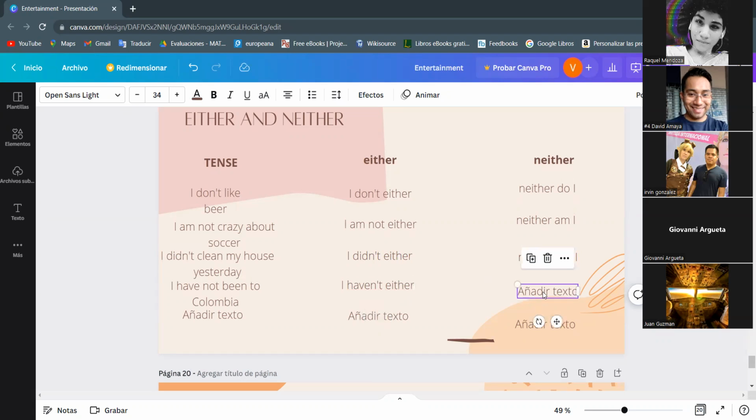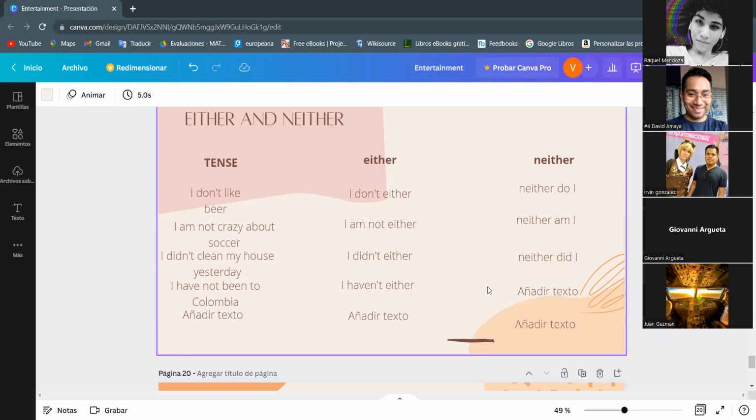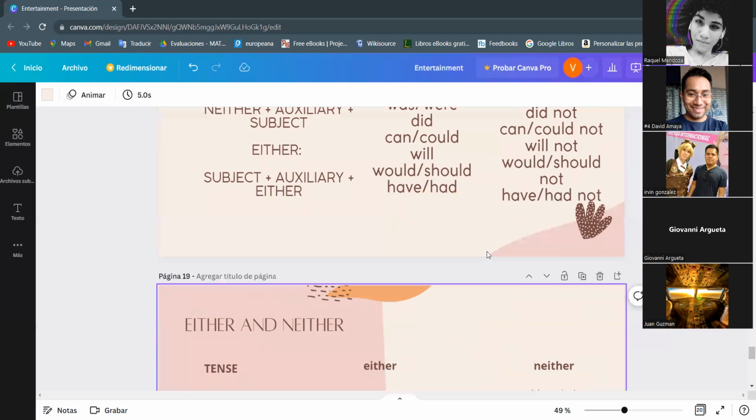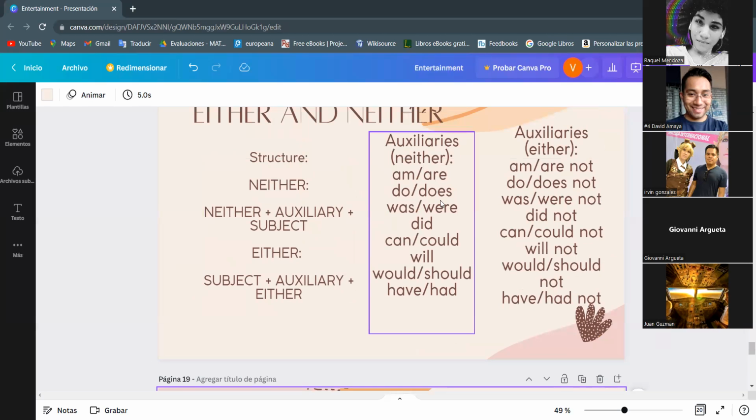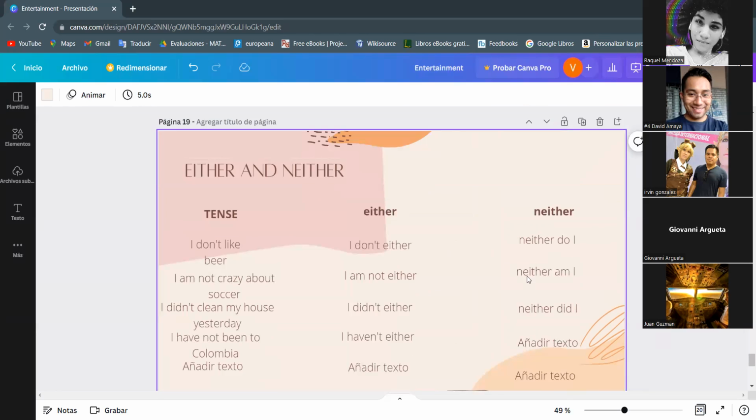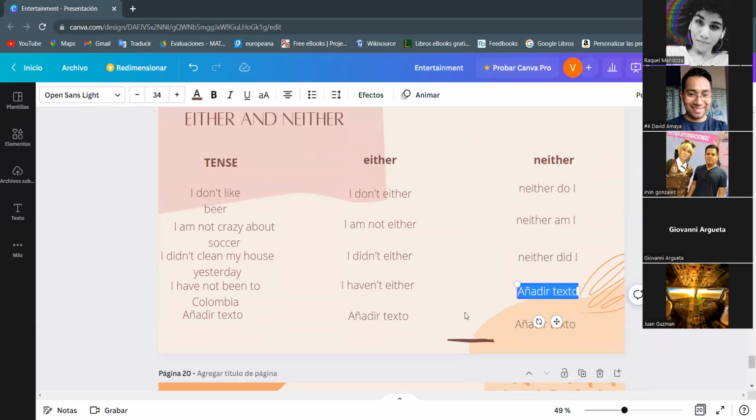Juan, what's the answer with neither? Let's go over the structure first. Neither haven't I. Nice try. However, for neither, we use the auxiliary in a positive way. So, neither did I.